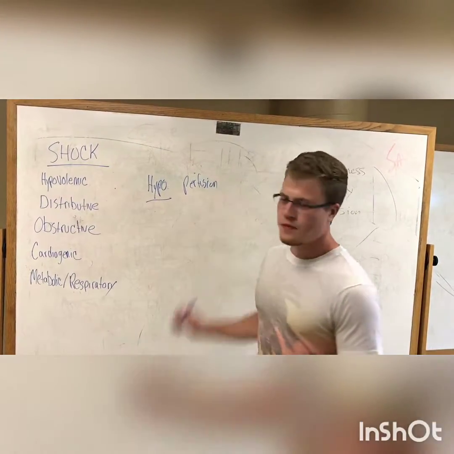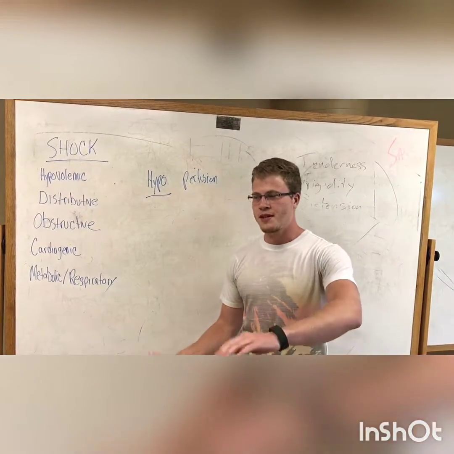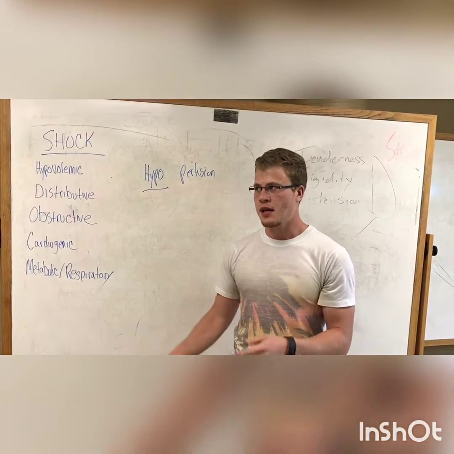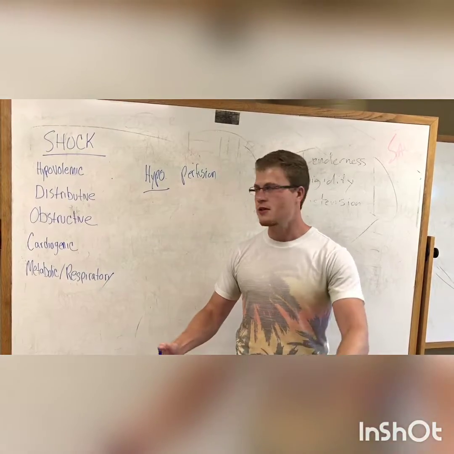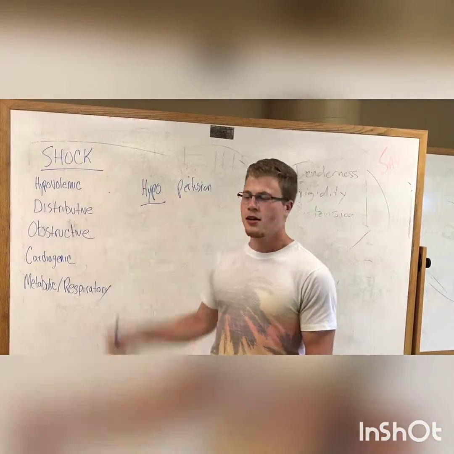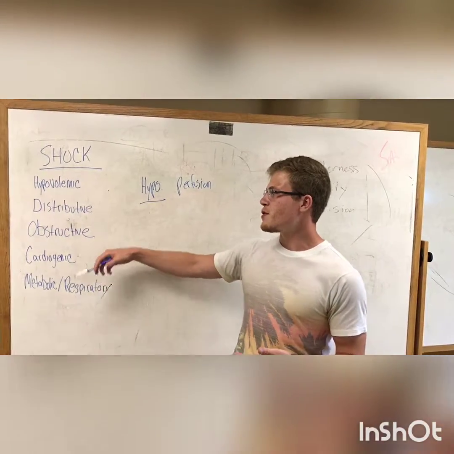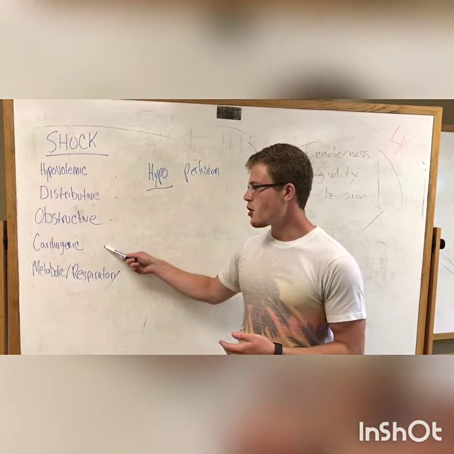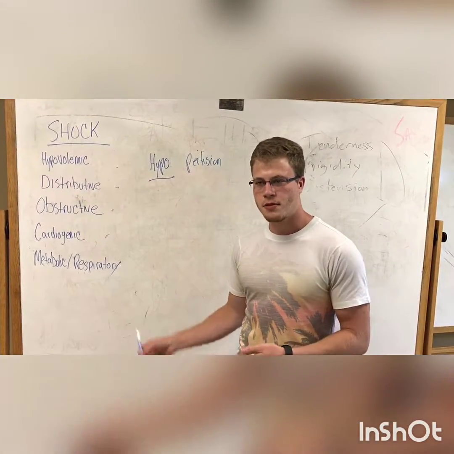perfusion basically is the necessary nutrients that the organs and tissues need, and it's the exchange between the blood and those nutrients. So when we're talking too low of those nutrients, it's going to put you into shock. The 5 different types of shock we have are hypovolemic, distributive, obstructive, cardiogenic, and metabolic or respiratory.